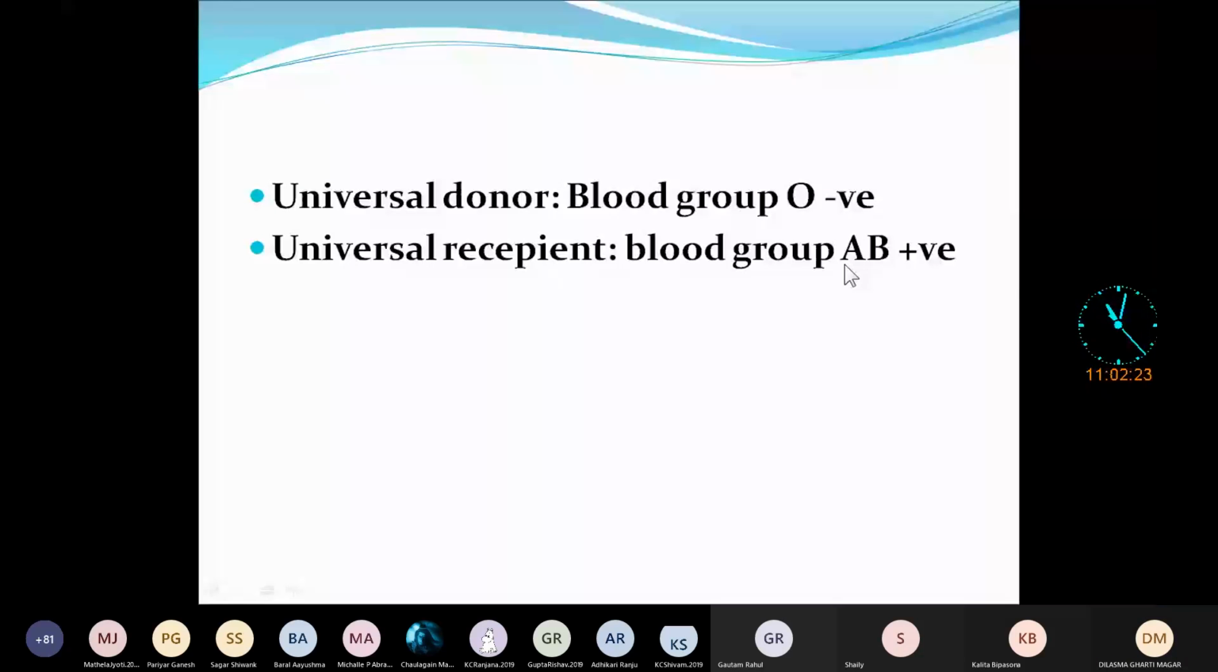Sometimes somebody may ask which blood group is the universal donor and which blood group is the universal recipient. At that time, the universal donor is O negative and the universal recipient is AB positive.